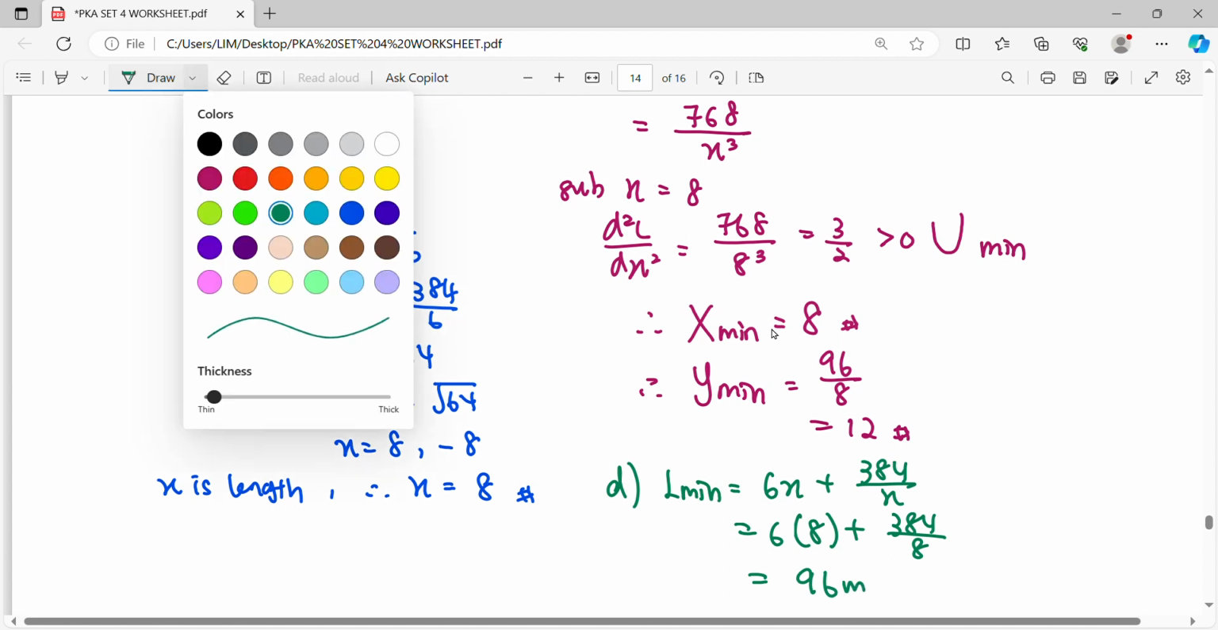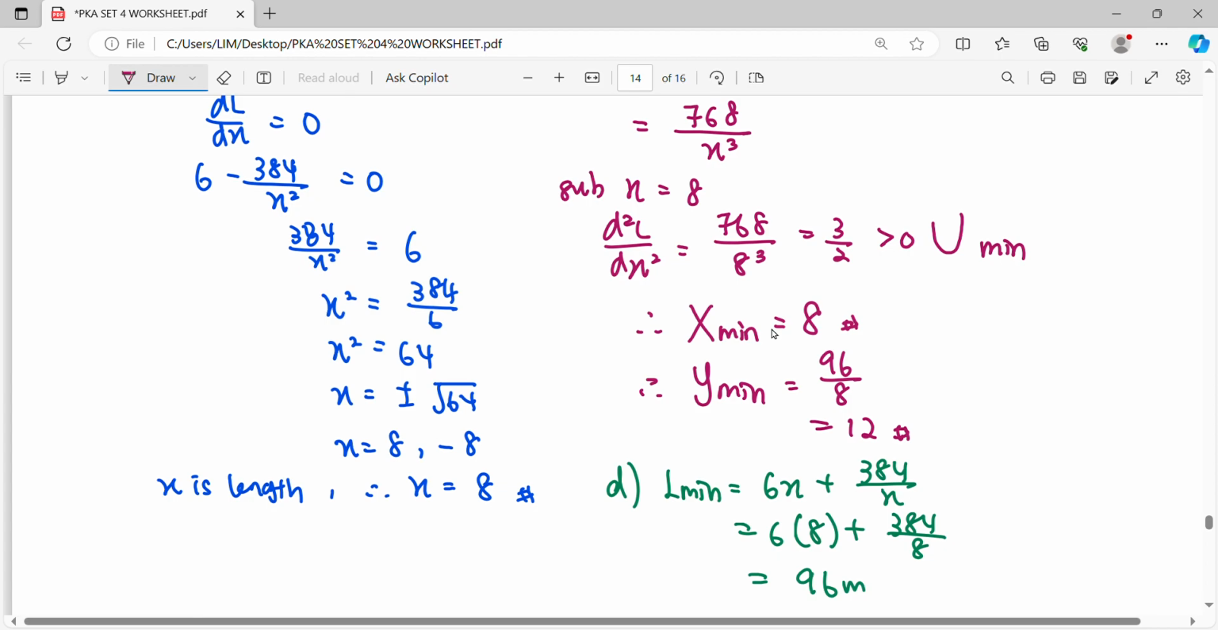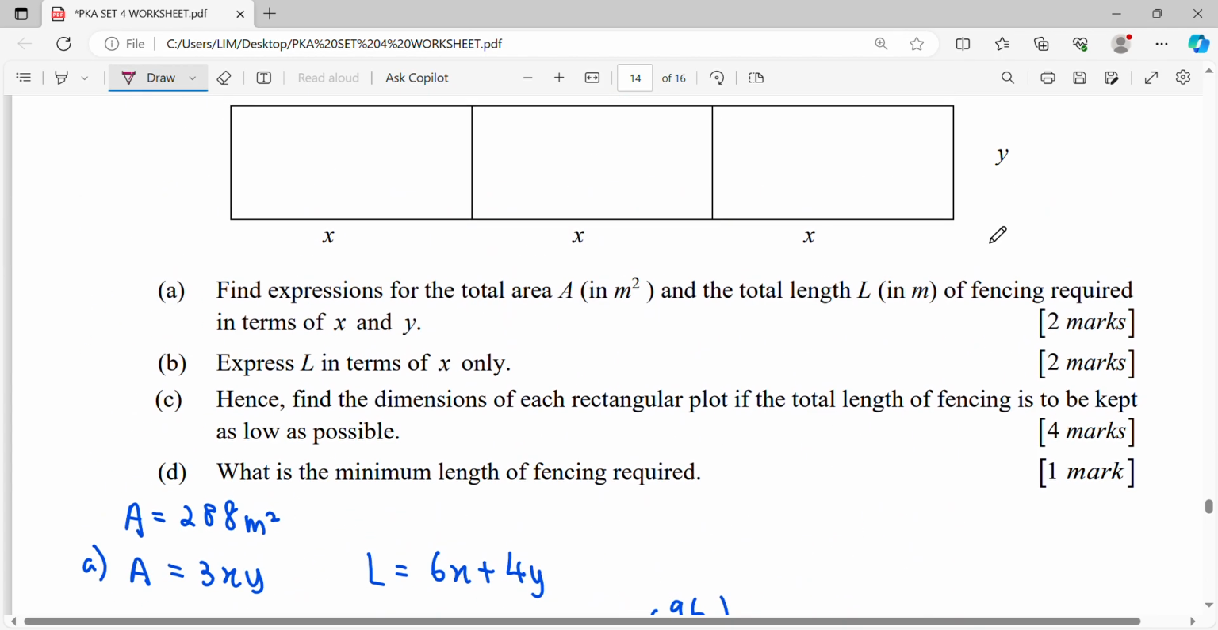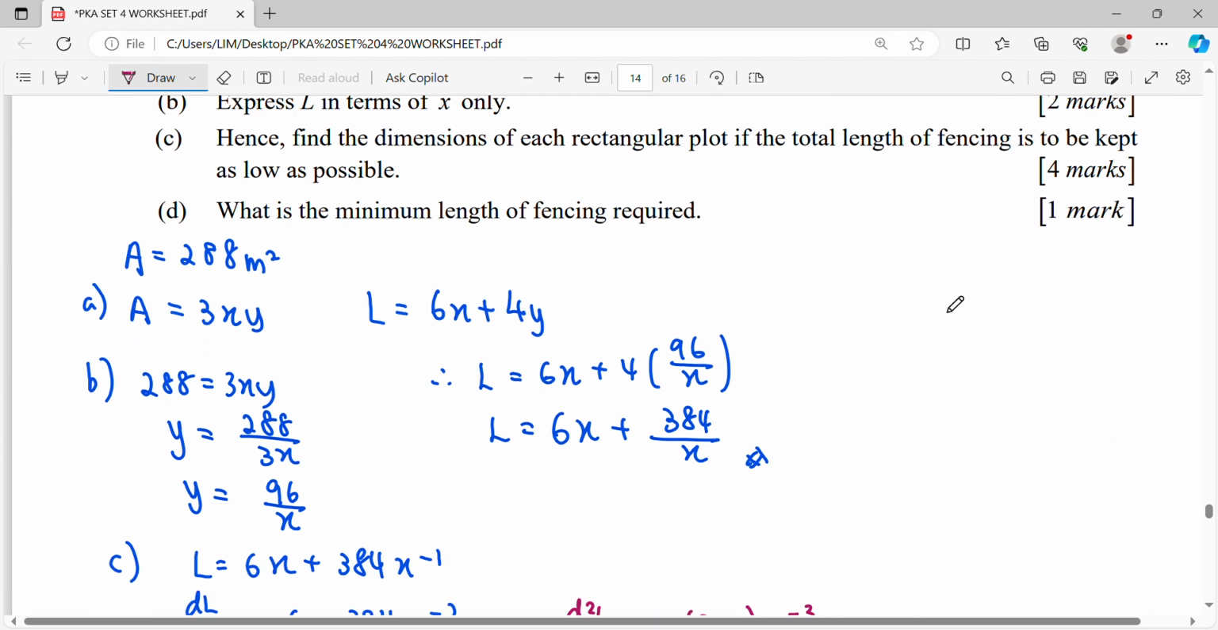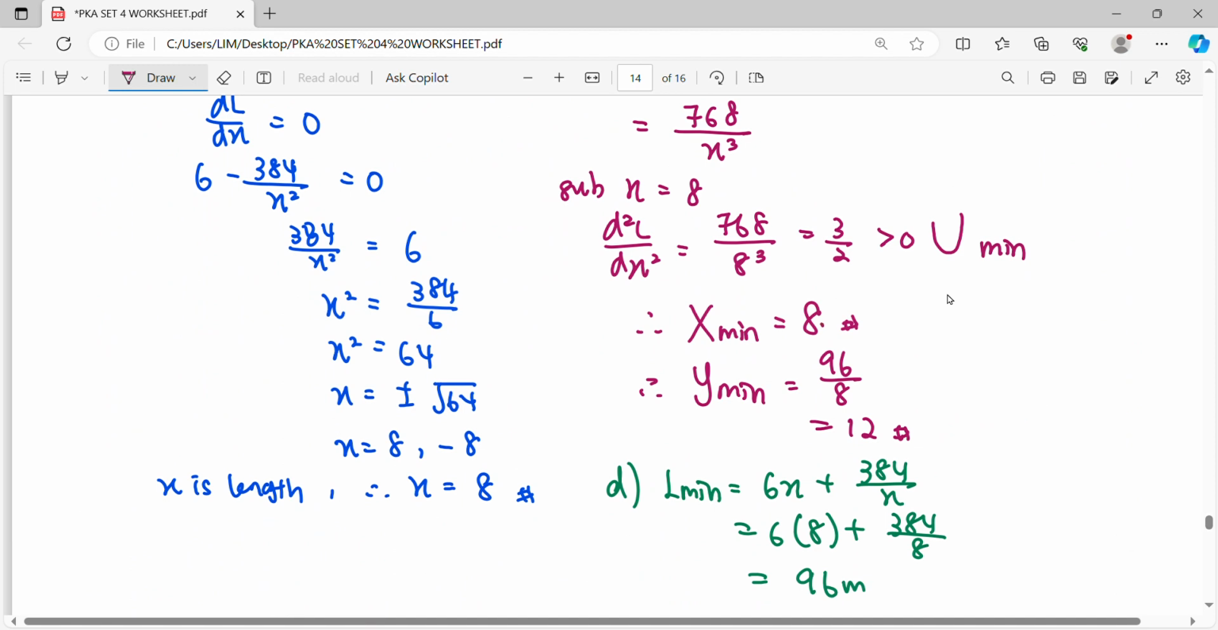So all these they are using meters, is it? Look at the question. Area in meter square. So all this length is in meters, 8 meters, 12 meters. So length also in meters.